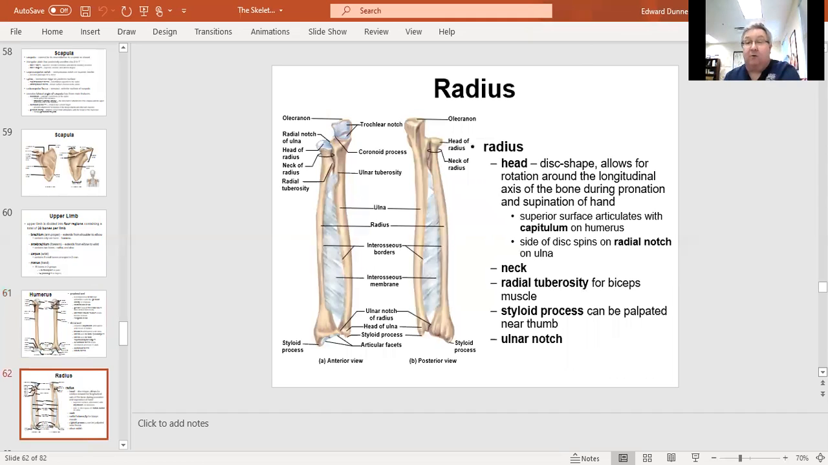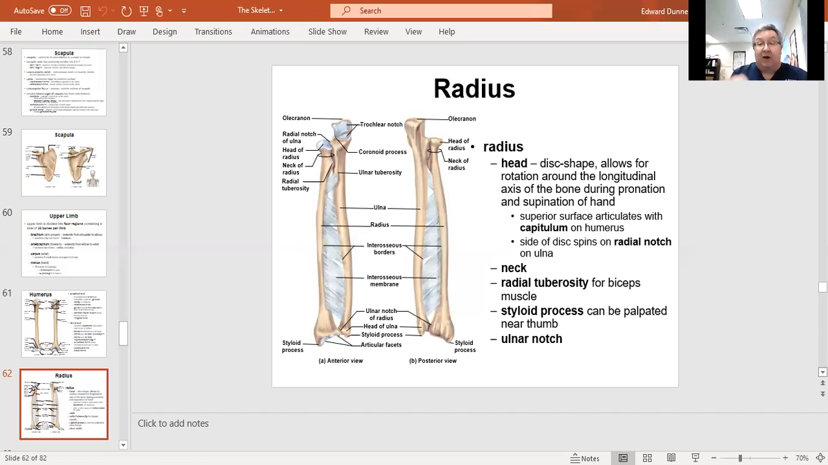All right, the radius bone. The radius bone, again, is the thumb side bone. The head of the radius is proximal. The head of the radius has a small hole in it known as a fovea. The head articulates with the capitulum of the humerus. On the radius bone, there is also the radial tuberosity, which is the insertion for the biceps. There's also a styloid process at the distal end of the radius.